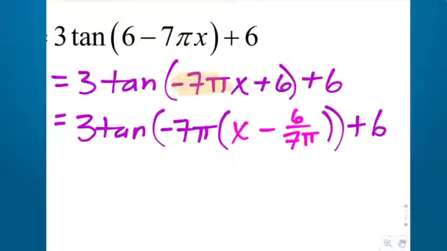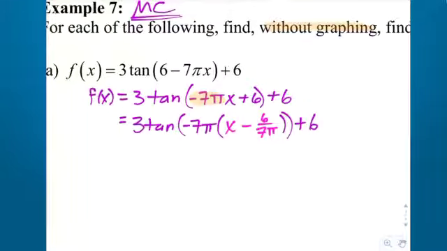Now, you quickly check by mentally redistributing. What's negative 7 pi times x? Negative 7 pi x. Pat yourself on the back. Keep going. Plus, negative 7 pi times negative 6 over 7 pi. Negative times negative is positive. Your 7 pi is divided out. You're left with 6. Great. Looks good. Okay, so now we're ready to answer the questions.